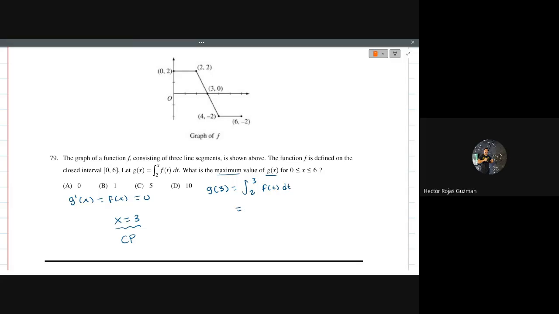The integral from 2 to 3 is a triangle, so we have 1/2 base times height, which is 1. Let's check the endpoints. g of 0 is the integral from 2 to 0. Before I even do the work, I can already tell you this is not going to be the maximum, because I'm going to calculate the area starting from 2 and going backwards to 0. This area right here is positive, but because I'm integrating backwards, that's going to count as negative area. Watch.